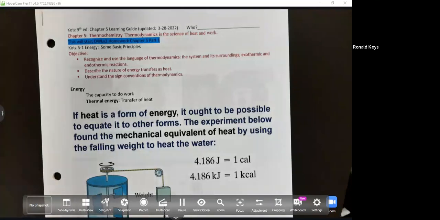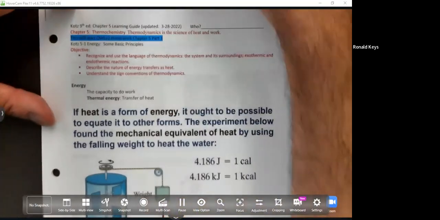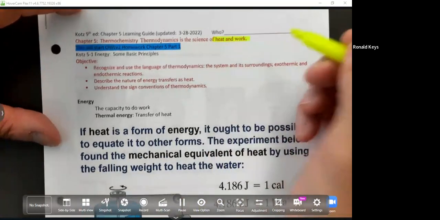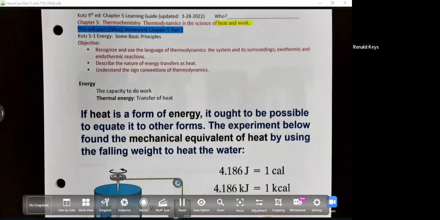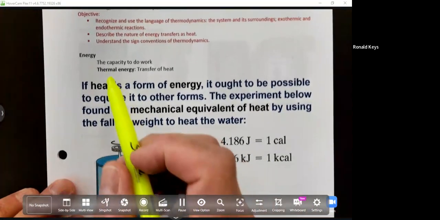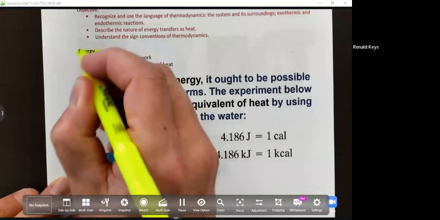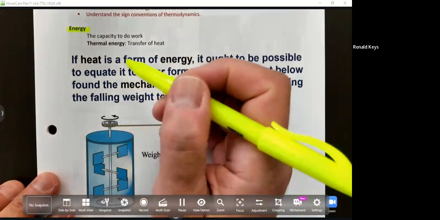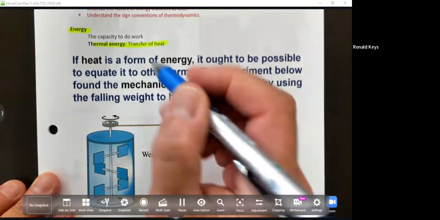So chapter 5 is thermal chemistry, thermodynamics, which is heat and work. Heat and work. First of all, if we describe energy, some of you have had physics, and usually you talk about kinetic energy and potential energy. You don't do a lot with thermal energy, but thermal energy is where we need to transfer some heat.